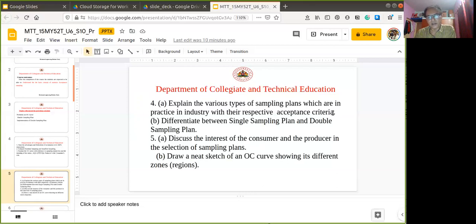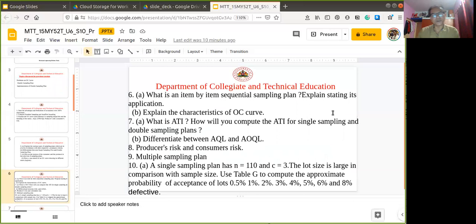Then draw a neat sketch of the OC curve showing its different zones. You need to find out the answer for this. Then the sixth question says: what is an item by which the sequential sampling plan can be explained? Explain it, stating its applications. You need to state the applications of that. Then B: explain the characteristics of the OC curve.